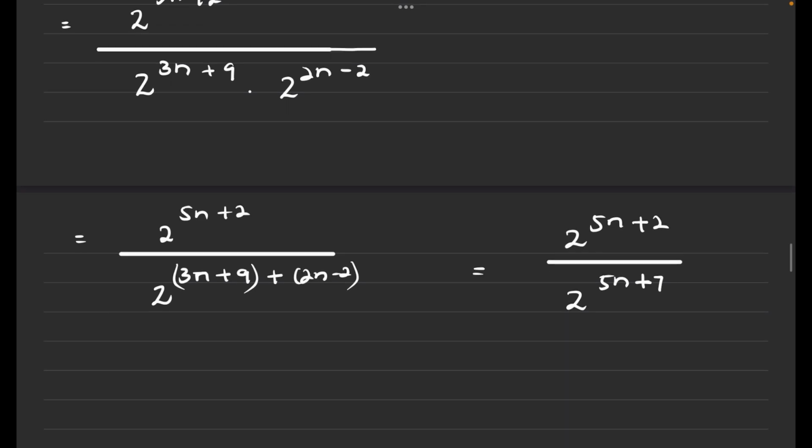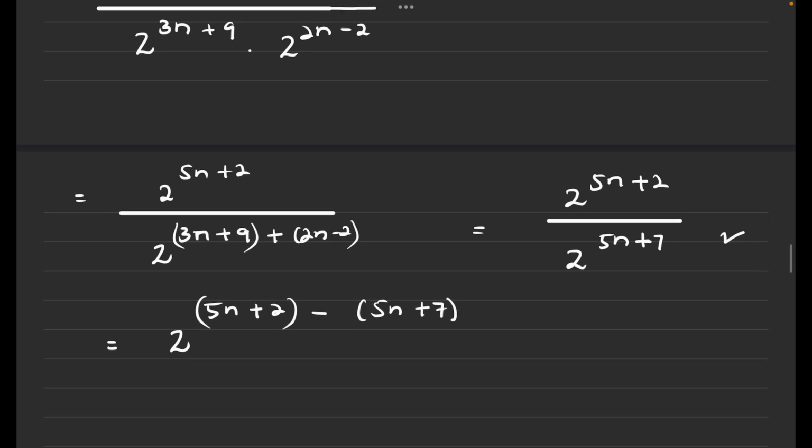So now let's tackle this. This is what? At this point now from here, I am going to apply the quotient rule. So the bases are similar, it's 2. So I'm going to subtract the exponents, 5n plus 2 minus 5n plus 7. Can you guys see that? So what do I have? It's 2 to the power 5n minus 5n, that's 0. 2 minus 7, that is going to be minus 5 over there.